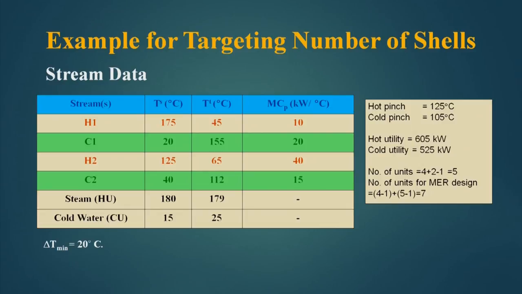And if I go for MER design, that means I consider the pinch division, then in the upper part there are four streams including the utility, 4 minus 1, and in the lower part there are five streams including utility, so 5 minus 1. So, this is 3 plus 4 is equal to 7 units. In the MER design, the number of units target gives 7 units, if I consider the pinch division, and 5 units if I do not consider the pinch division. So, this we will remember and we will compare with the cells target data.